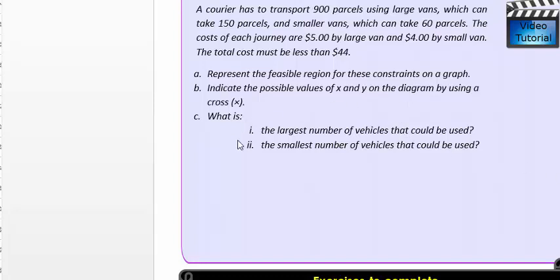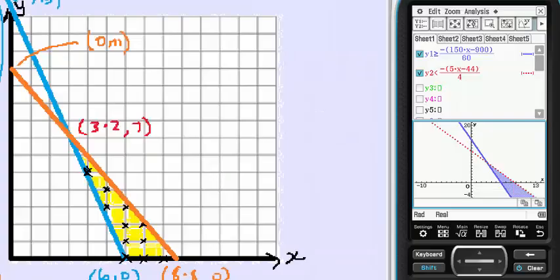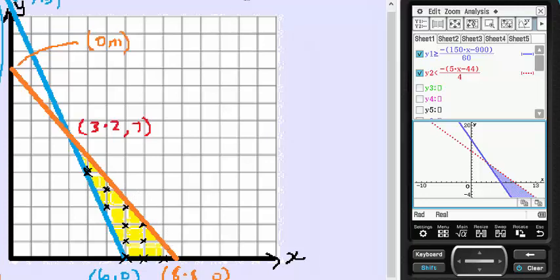Now, the final question, as you can see here, asks for the largest number of vehicles that could be used or the smallest number of vehicles that could be used. So let's go and have a look at our graph and see what we can come up with. Now, if I'm looking at the largest number of vehicles that can be used, I want the maximum value. So I'm going to have a look at which points give me the maximum value.